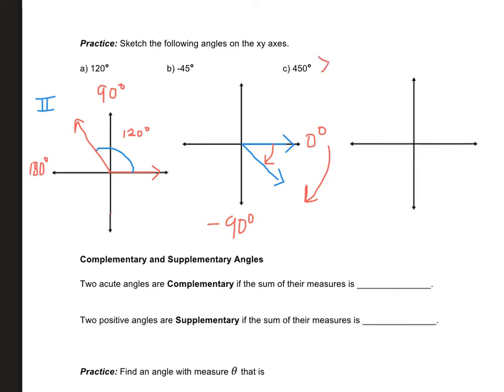450 degrees is greater than 360, so this is going to be more than one complete rotation. If we take our initial side as the positive x, we rotate around one whole rotation. That gets us to 360, and now we want to go another 90 degrees. And our terminal side is the positive y-axis.